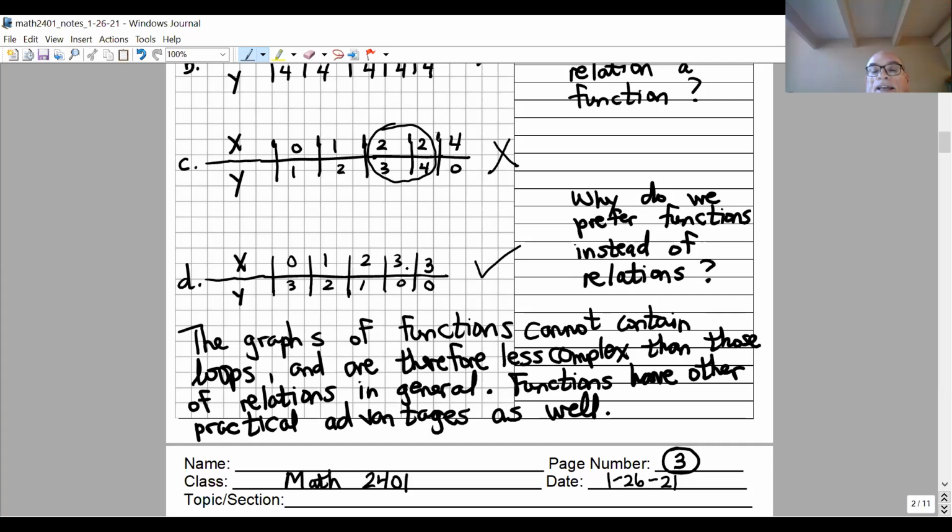So it turns out when you make the graph of a function, as I mentioned, you're not going to have loops in the graph. And that's going to make our life a lot simpler in calculus. And there are other practical advantages to functions over relations as well, other than just that it simplifies the graphs. There are other reasons why we prefer to deal with functions rather than relations in general.